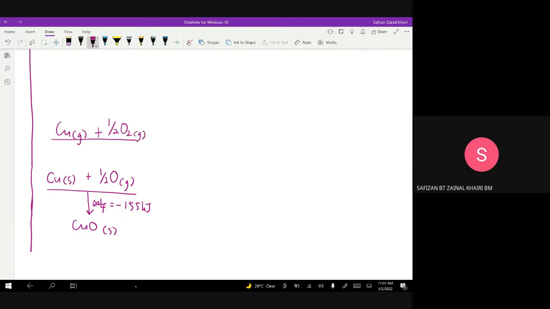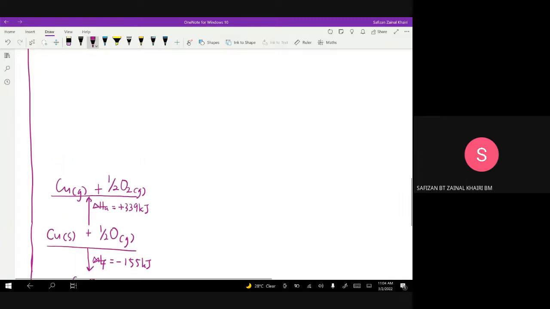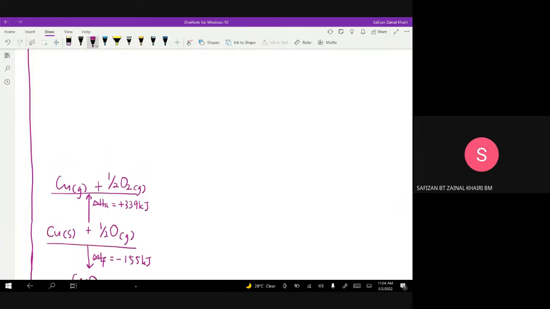Salin je semula. Jadi enthalpy change yang terlibat di sini adalah enthalpy atomization of copper, which is the value is positive 339 kilojoule. Okay, so you can see bila nilai enthalpy tu adalah positif, arrow tu akan ke atas. Next, baru kita tukarkan. Sekarang ni copper dah jadi copper gas in the gaseous phase.